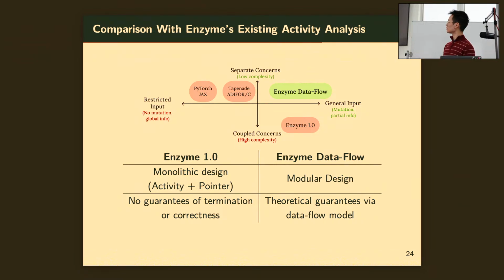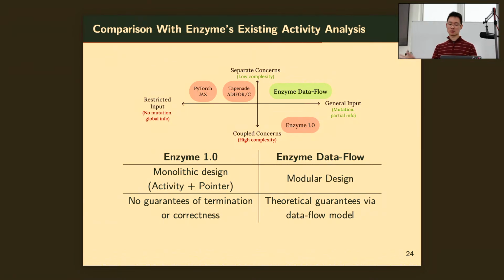I didn't have time to fully go into detail about all of the details of the data flow model, but it gives us a number of theoretical benefits in addition. The first one is that we have an almost trivial proof of termination, which I'm happy to go into detail about offline, which is something that Enzyme 1.0 doesn't have. We also have a precise notion of what a correct data flow solution is.